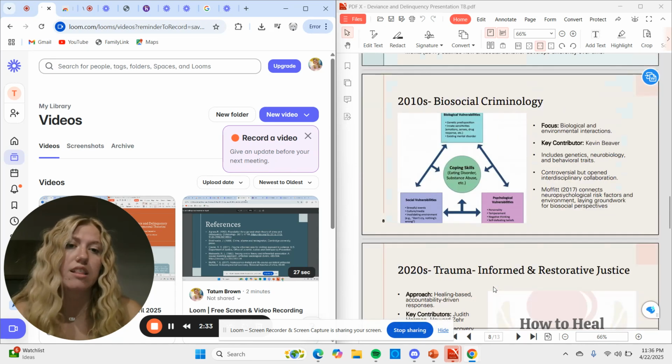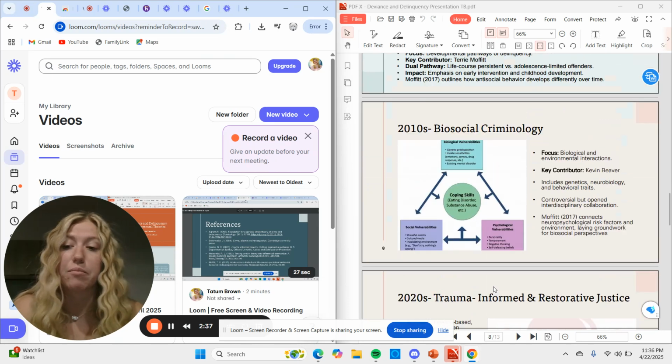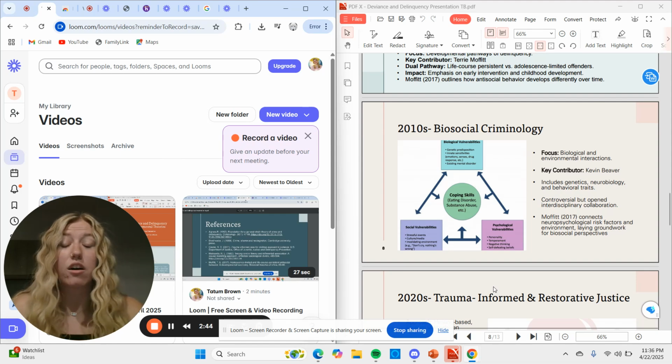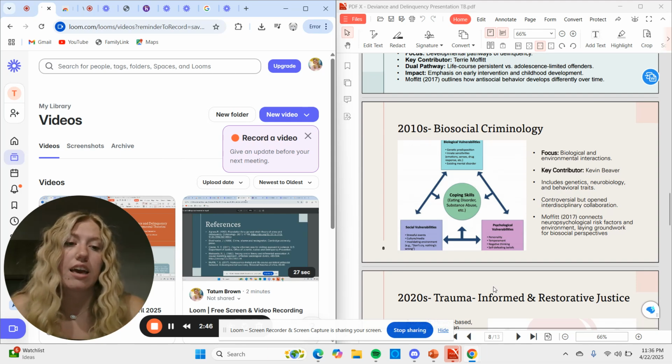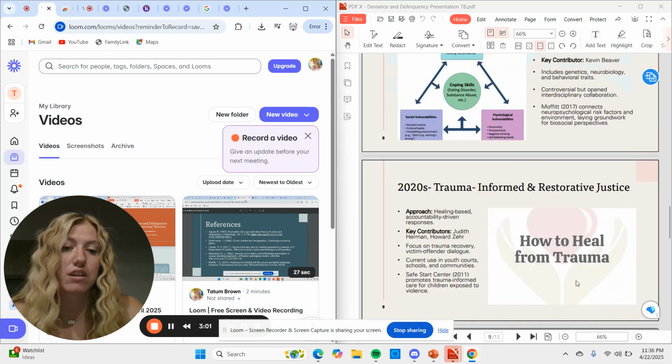So for the 2010s, biosocial criminology, the focus is biological and environmental interactions. The key contributor is Kevin Beaver. It includes genetics, neurobiology, and behavioral traits. It is controversial but opened interdisciplinary collaboration. And Moffitt connects neuropsychological risk factors and environment, laying groundwork for biosocial perspectives.